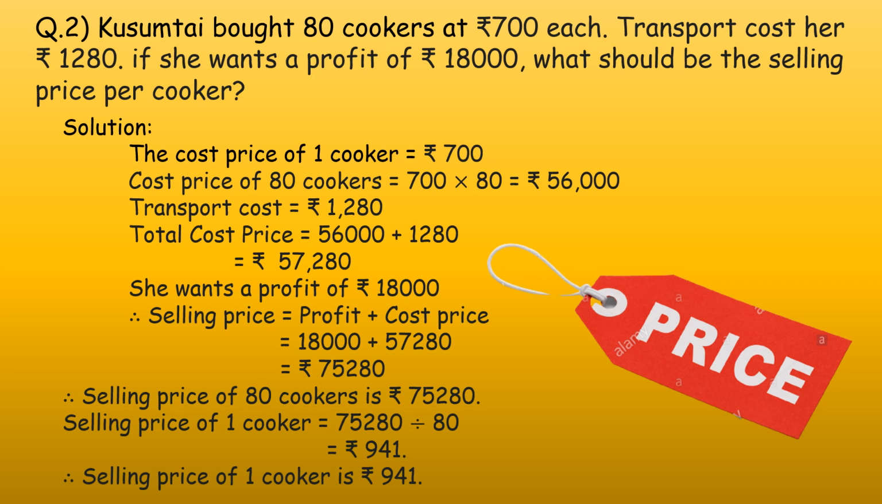Now we know that she made a profit of rupees 18,000. We know the total cost price. Do we know the selling price? No. If it is a profit, we know what the formula is now. Selling price equals profit plus cost price, where we have to find the selling price of 80 cookers and then one cooker. Per cooker means for one cooker. So here the selling price is rupees 75,280. So for 80 cookers we got the amount. So the selling price of one cooker will be 75,280 divided by 80 cookers. We get rupees 941 as the selling price of one cooker.